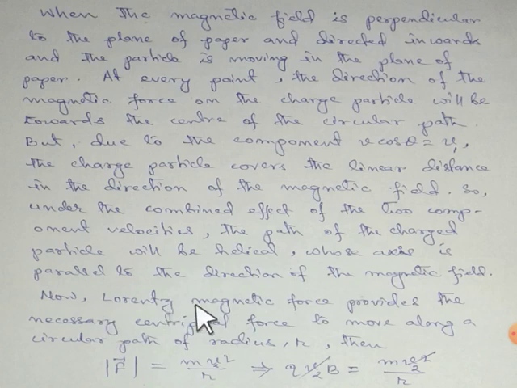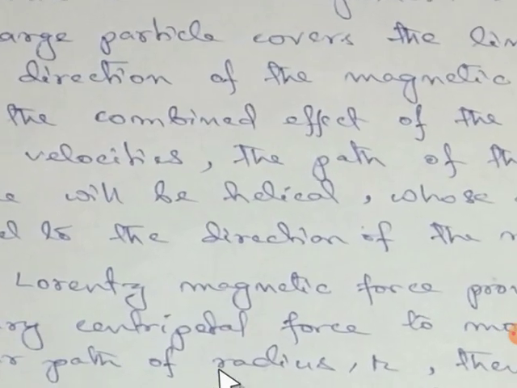Got it? Now the Lorentz magnetic force provides the necessary centripetal force. That means the Lorentz force, q v B sin theta, is what the charged particle will experience. This Lorentz magnetic force will provide the necessary centripetal force for the charged particle to move in a circular path. And we know that the centripetal force is given by m v squared by r. Got it? m v squared by r.